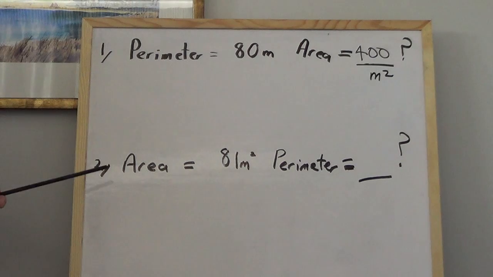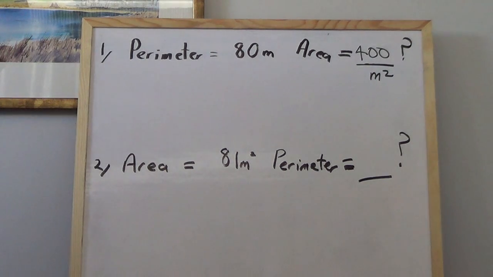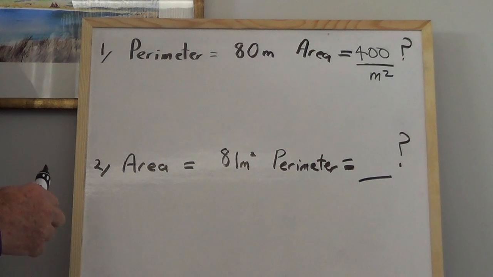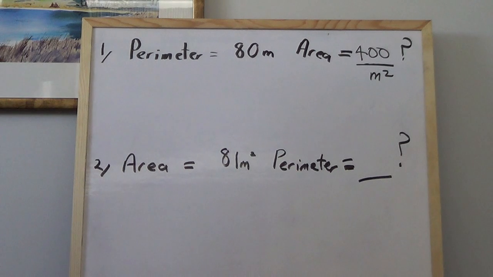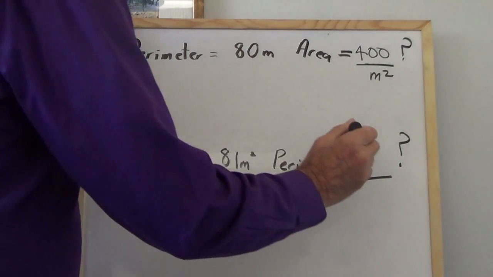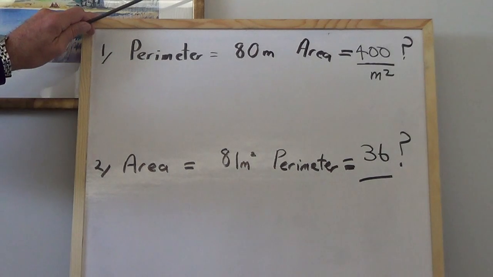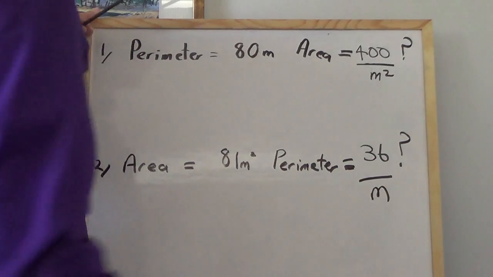Okay, next question. The area is 81 metres squared. What's the perimeter? Okay, the square root of 81 is 9, right? So the side length of the square is 9 metres. 4 times 9 is 36. Something's missing. What have we missed? Missed the units. Metres. 36 metres.